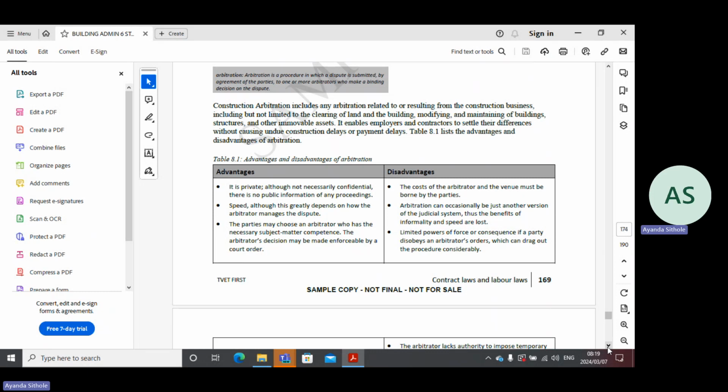And then when you look at the disadvantages, the cost of the arbitrator and the venue must be borne by the parties.